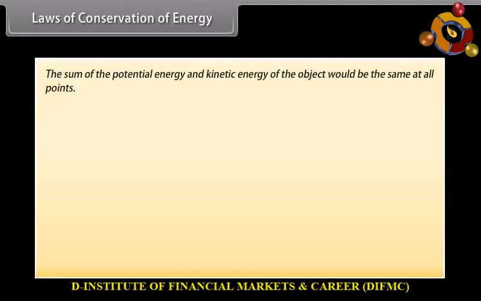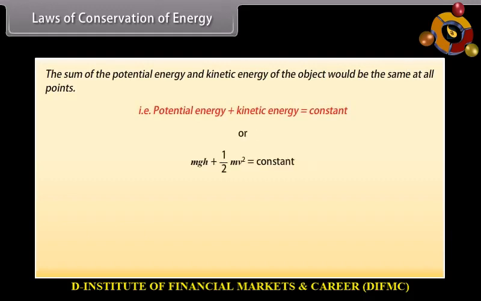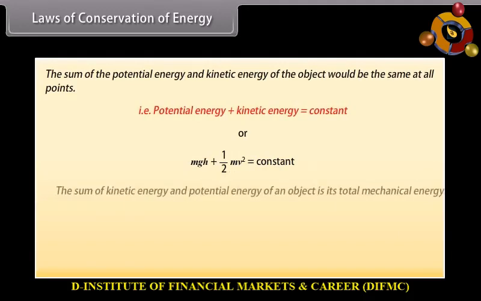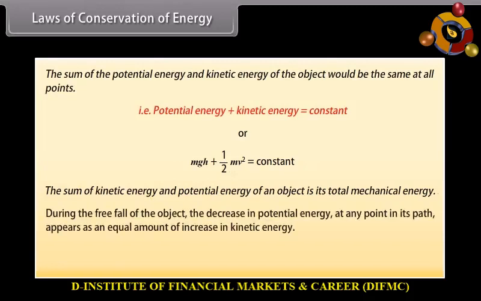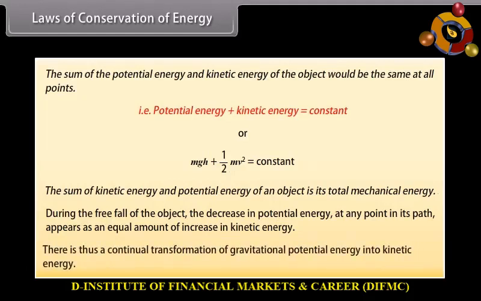However, the sum of the potential energy and kinetic energy of the object would be the same at all points. That is, potential energy plus kinetic energy is equal to constant, or mgh + 1/2 mv² is equal to constant. The sum of kinetic energy and potential energy of an object is its total mechanical energy. We find that during the free fall of the object, the decrease in potential energy at any point in its path appears as an equal amount of increase in kinetic energy. There is thus a continual transformation of gravitational potential energy into kinetic energy.